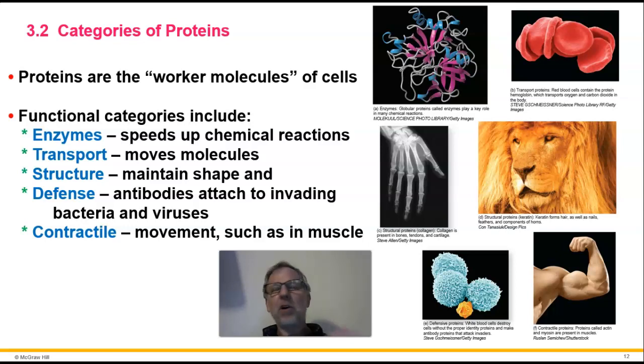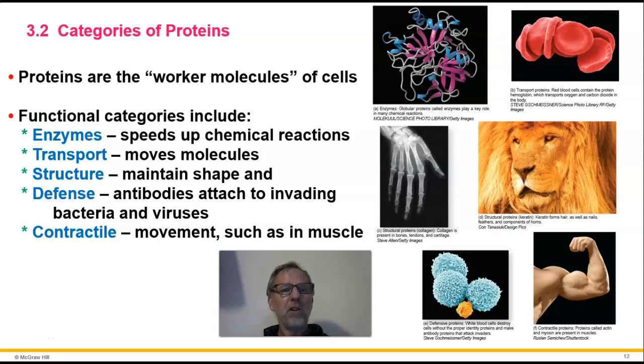Almost every chemical reaction in the cells of your body has an enzyme to make it go faster. Transport, as the name implies: transport proteins help to move molecules from one place to another, like hemoglobin in your red blood cells helps to transport oxygen.